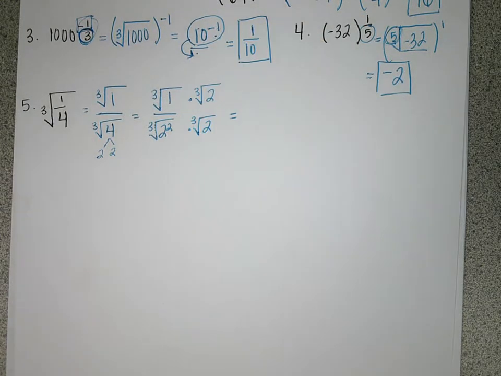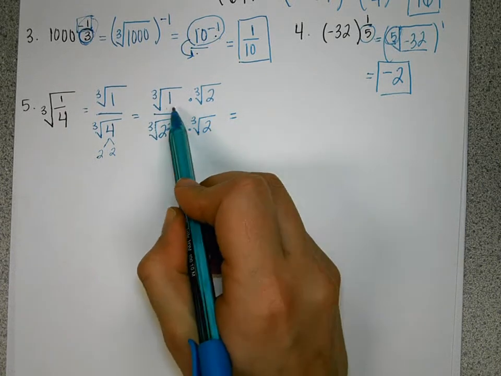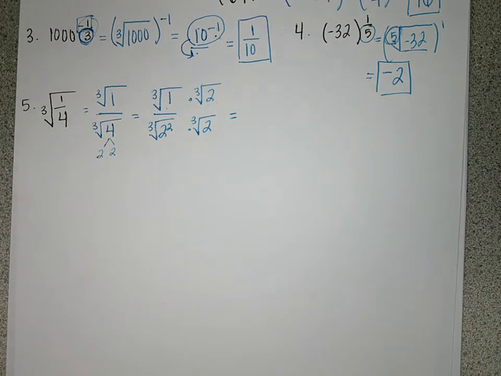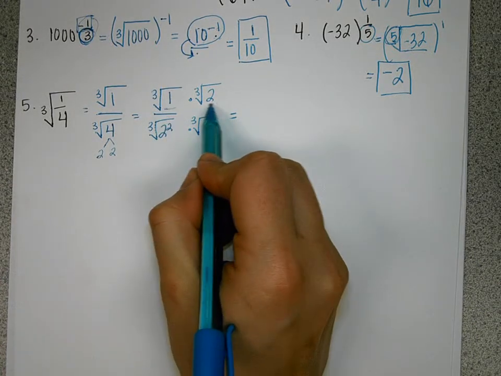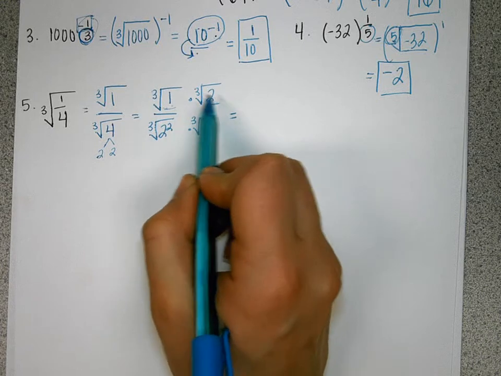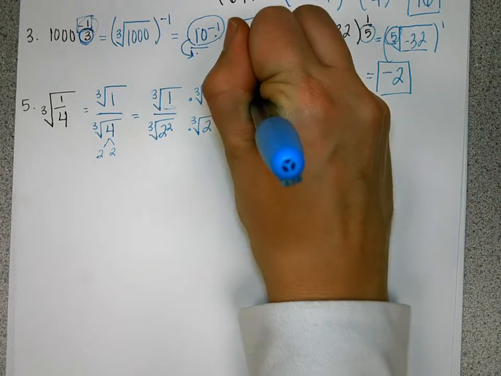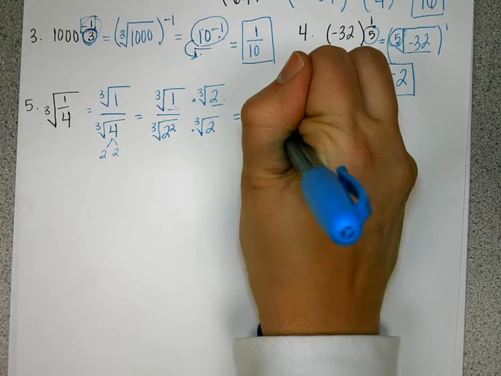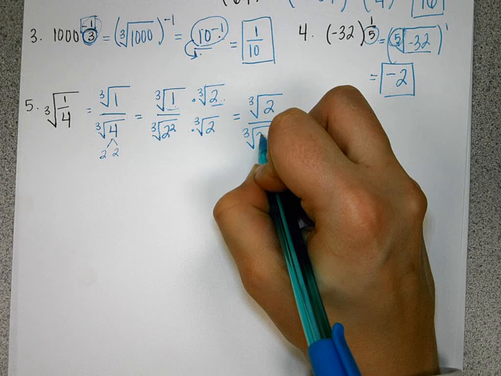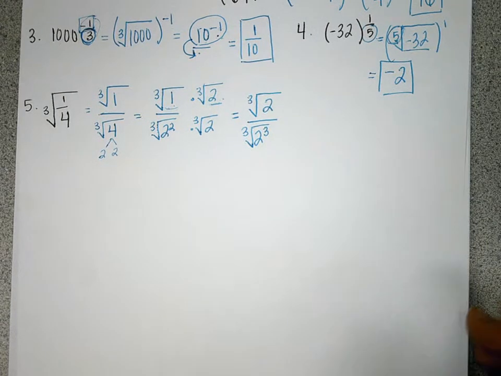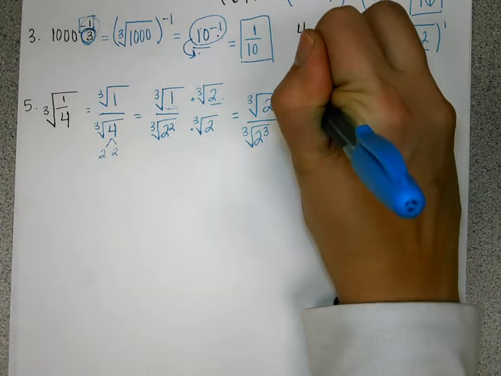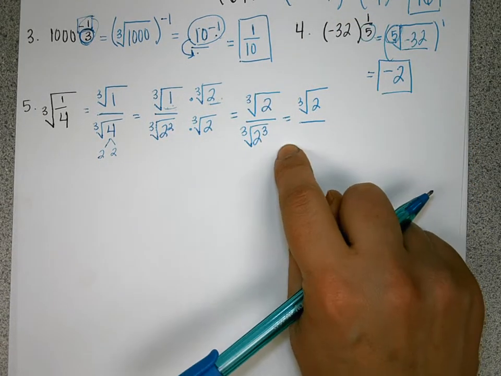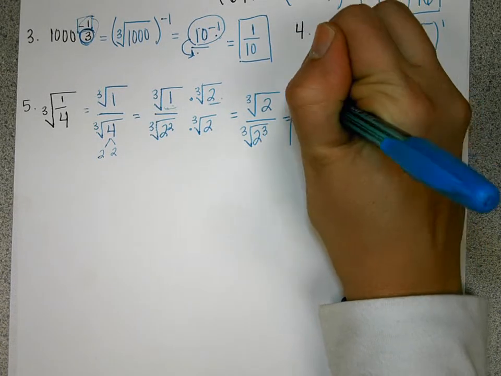Because look at what happens. I can multiply the insides because my roots are the same. We can do that for multiplication and division. Addition and subtraction, the insides also have to be the same. But with multiplication, we can multiply them. So that's going to be the cube root of 2 all over the cube root of 2 cubed. So this is the cube root of 2 over, what's the cube root of 2 cubed, ladies and gentlemen? 2. So that's your answer.